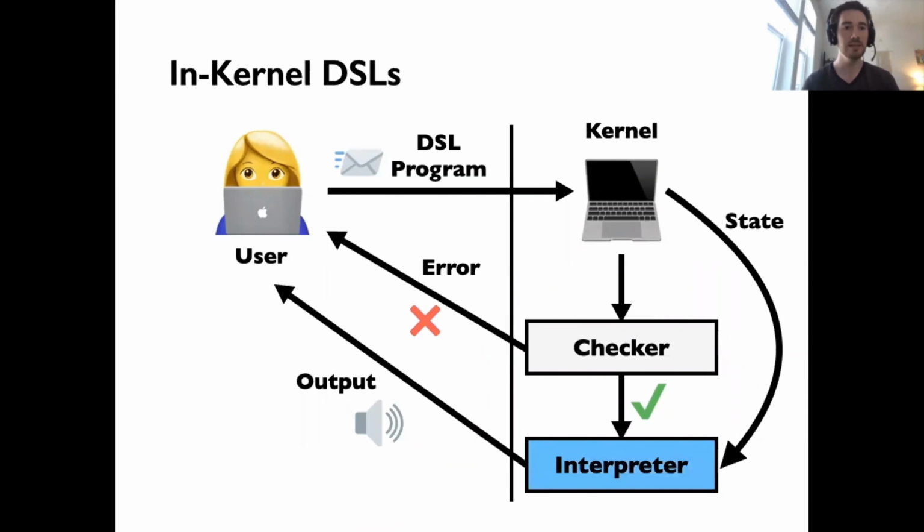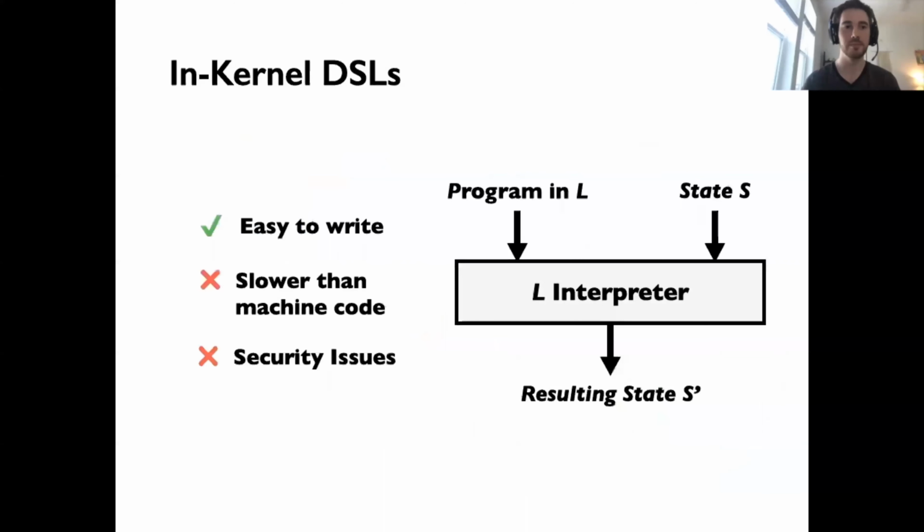For now, let's take a look at the DSL interpreter and the choices made at this point. For a language L, an interpreter is a function that takes a program in L and a starting state as input, then outputs a resulting state. In general, interpreters are relatively easy to write, but can be much slower than running native code. Performance is important here because in-kernel DSL code is run repeatedly in the kernel. These interpreters can also be susceptible to Spectre attacks.